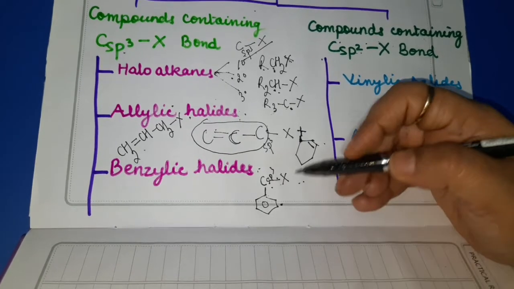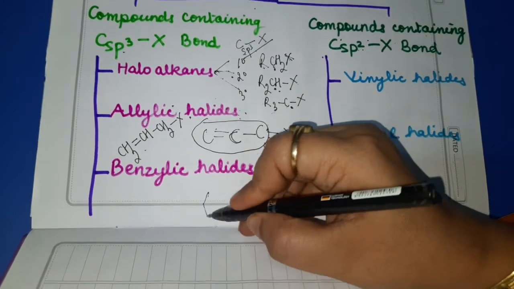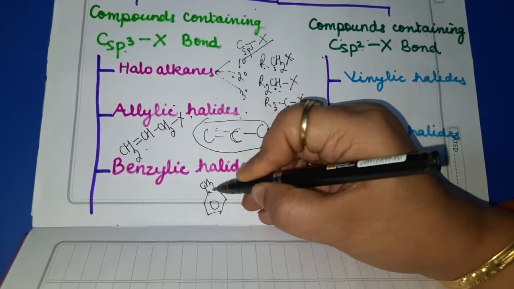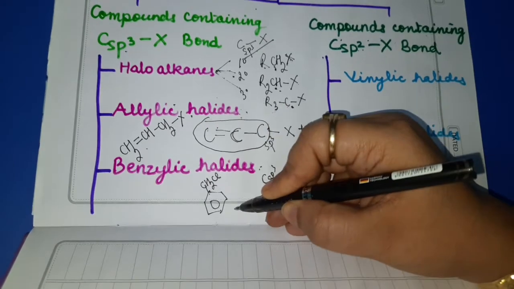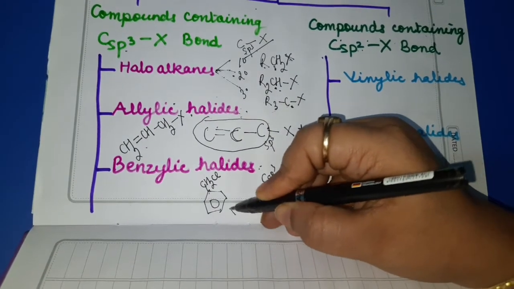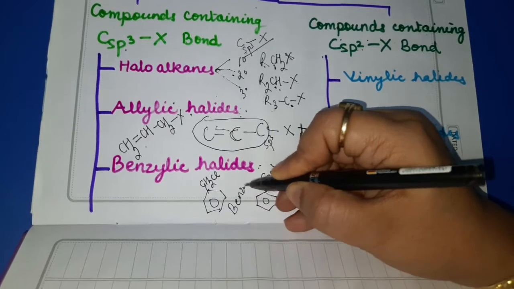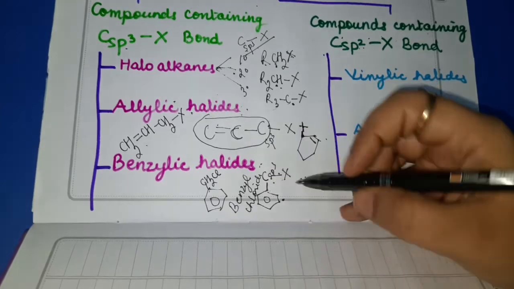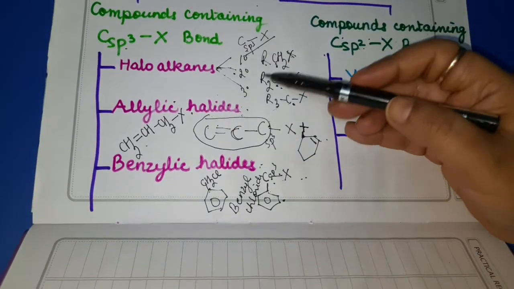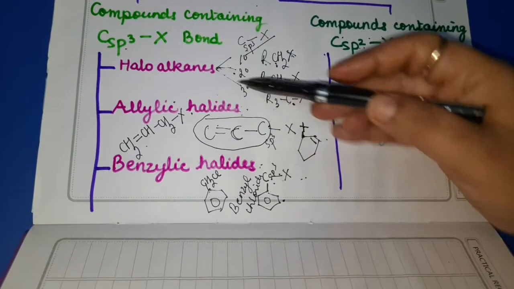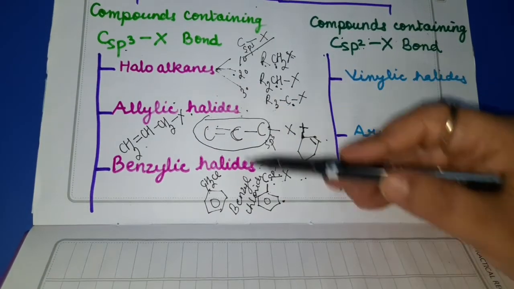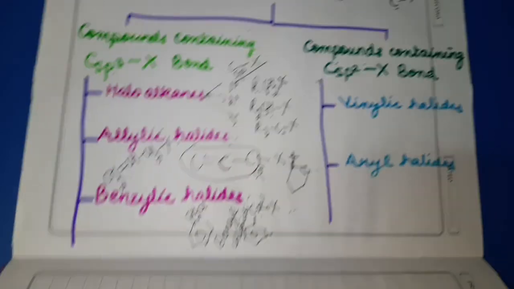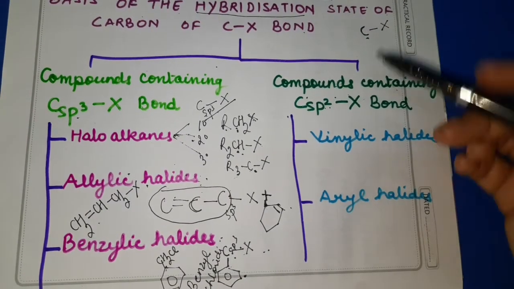So I can have some example like benzene nucleus with CH2Cl. This is benzyl chloride. I hope it is clear, dear students. So depending upon the sp3 hybridization attached to the various kinds of carbon, this classification must have been understood. Now we'll look towards the next class.